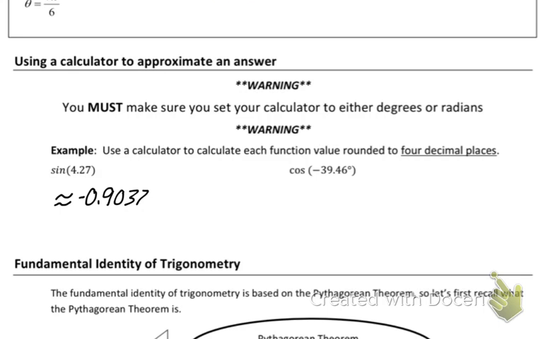All right, so let's go ahead and write that down. So this is going to be about 0.7721.